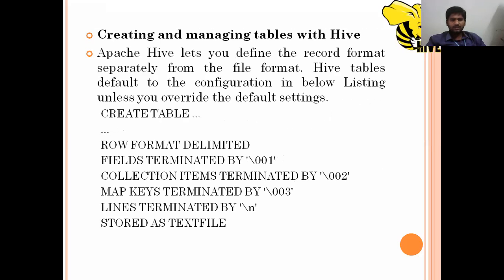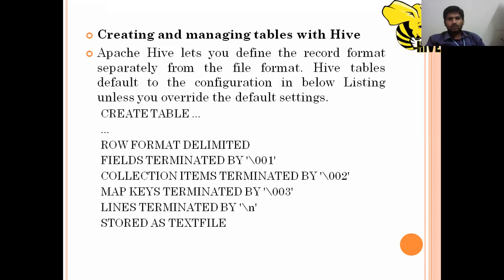Apache Hive lets you define the record format separately from the file format. So instead of doing a file format, we are going to do the record format. Hive tables define the configuration listed below unless you override the default settings. So general settings are there, and if you change anything, it is going to be overridden. The row format is delimited, the fields are terminated by the zeros ones, collection items terminated by this one, maps terminated by 03, lines terminated by \n, and stored as a text file. So these are the default settings.